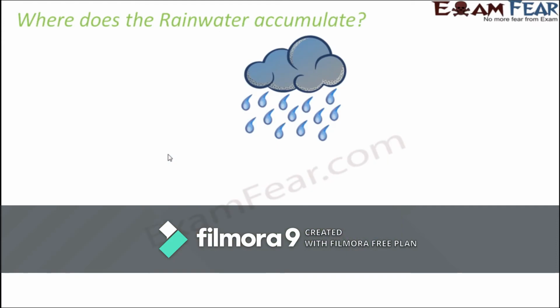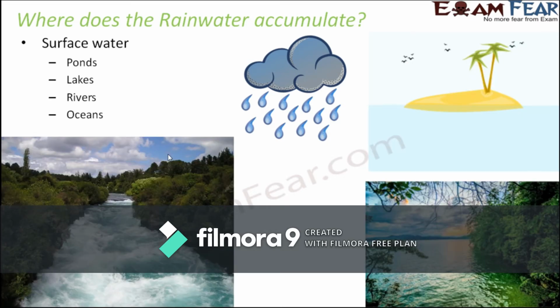So where does the rainwater accumulate? Where does this rainwater go? Some part of the rainwater remains on the surface, that is, it remains on the land, and then from land it might flow into rivers or streams. It goes to various water bodies like ponds, lakes, rivers, oceans.